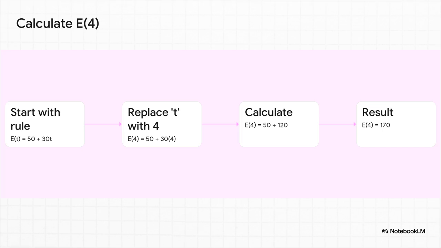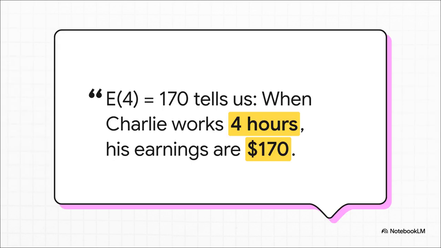That notation is our instruction. Find every t in the rule and just replace it with the number 4. After that, it's just simple arithmetic. And this, right here, is where you see the real power of function notation. e of 4 equals 170 isn't just a random calculation. It's a complete story. It tells us the name of the rule we used, earnings, the input we gave it, 4 hours, and the precise output it produced, $170.